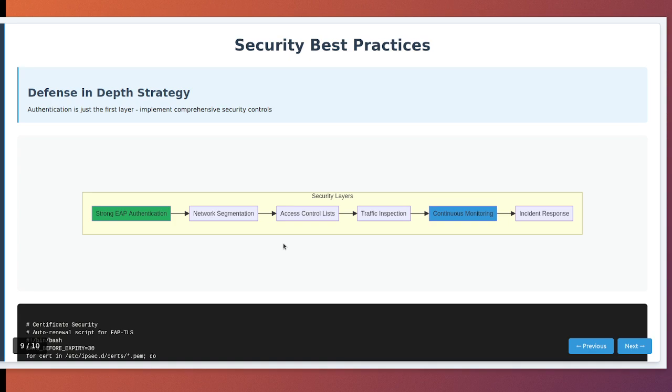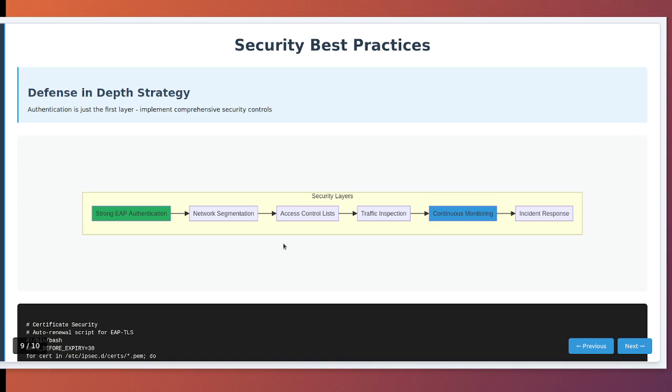First and foremost, defense in depth. Never rely solely on authentication. Even with strong EAP-TLS authentication, implement network segmentation, access controls, and monitoring. I worked with a company that had perfect authentication but gave VPN users full network access. When one account was compromised through a targeted phishing attack, the attacker had keys to the kingdom. Always follow the principle of least privilege.